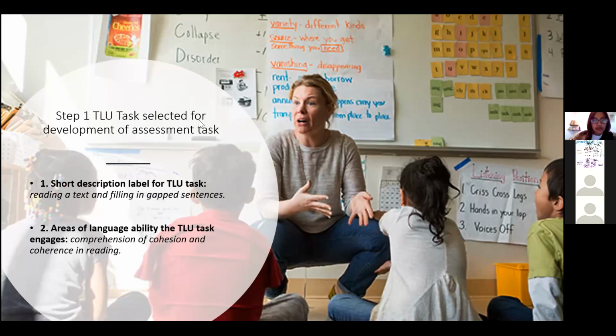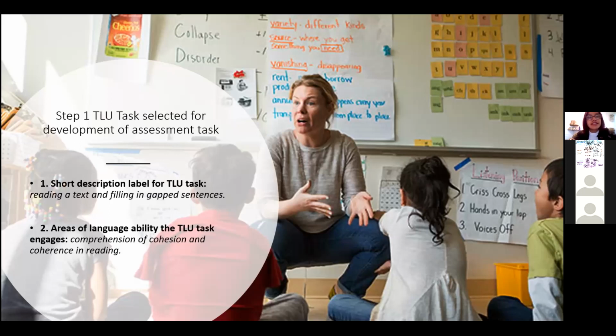The second part is that we need to consider the areas of language ability the TLU task engages. Each task is going to have a language ability. In this case, we are going to consider the comprehension of cohesion and coherence in reading, because we are going to read a text. If we want to do a listening activity, we can consider the comprehension of the dialogue, of the audio that we are going to listen to.